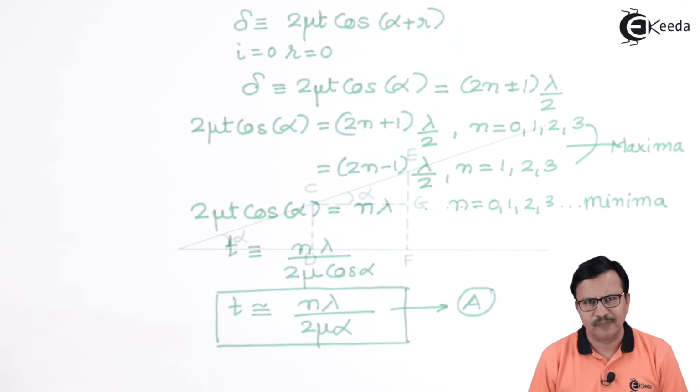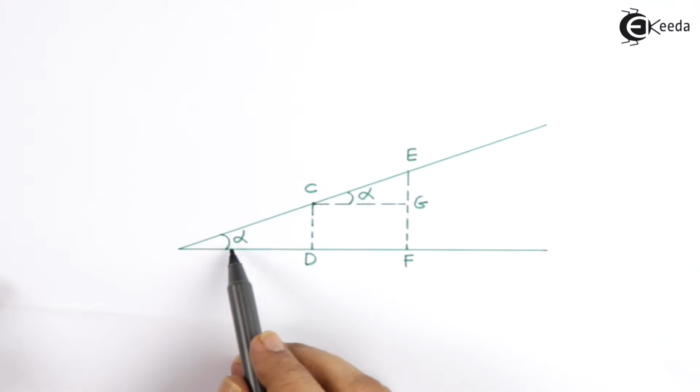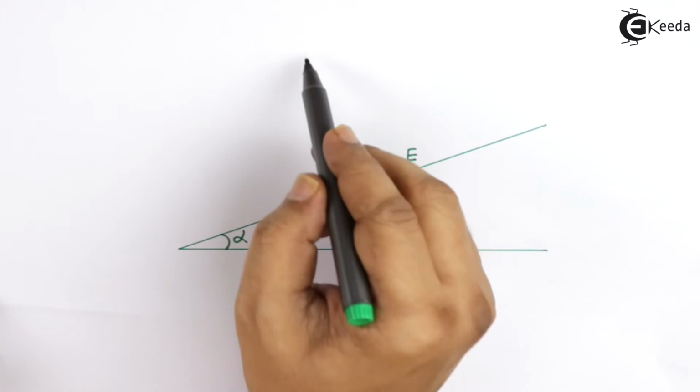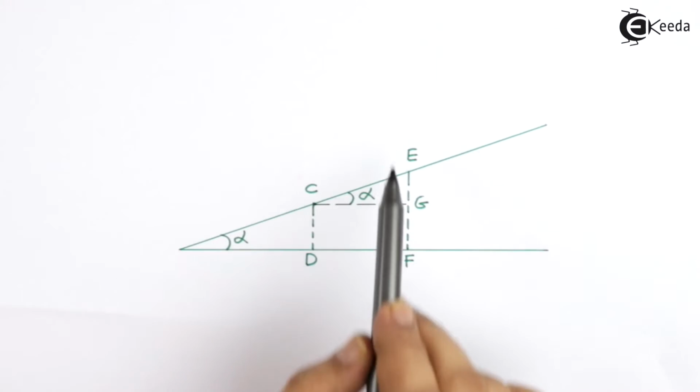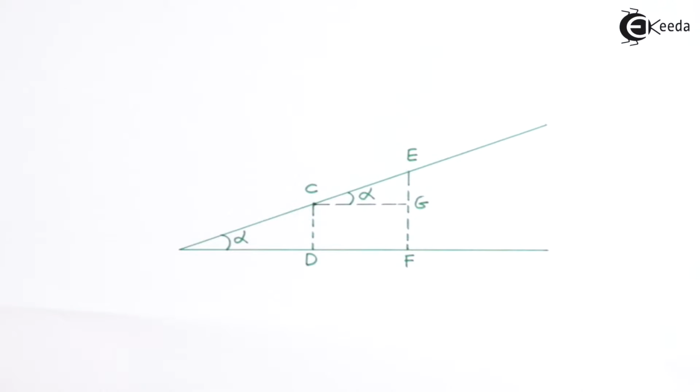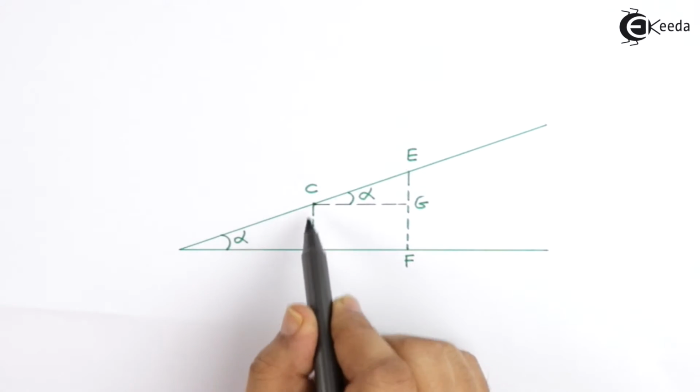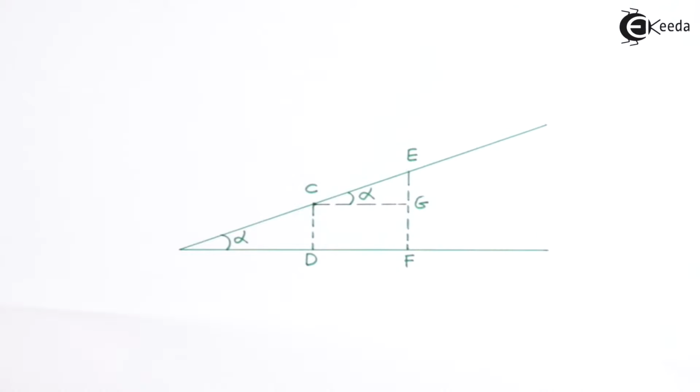I'm going to use this frequently in order to find the bandwidth of the interference pattern produced by a wedge-shaped film. Here is the wedge-shaped film with an angle alpha and with normal incidence, so the rays of light are falling normal. At this particular point D and F, for this thickness, we are going to have the dark bands.